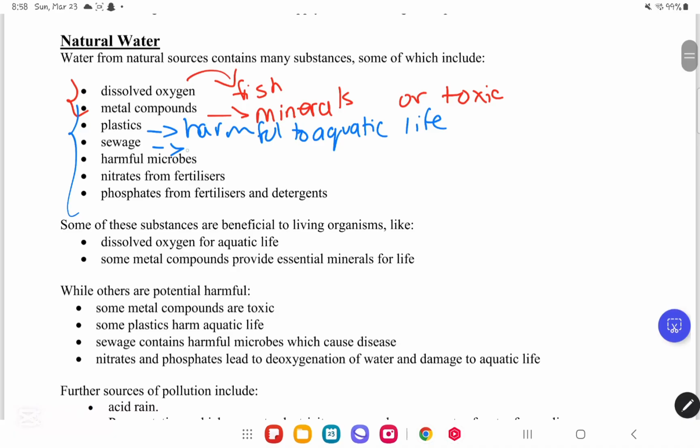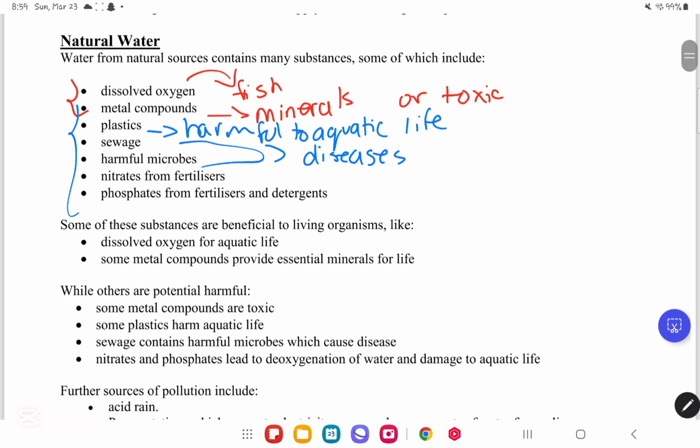We move on to sewage. Sewage and harmful microbes are kind of related, because sewage will give us these harmful microbes, okay? You can put them together. I don't know how to draw it. I will just draw it like this. So sewage will give us the harmful microbes, and the harmful microbes might cause diseases. Okay?